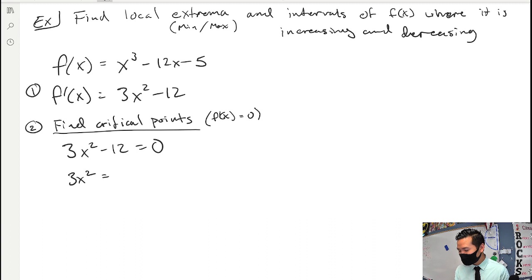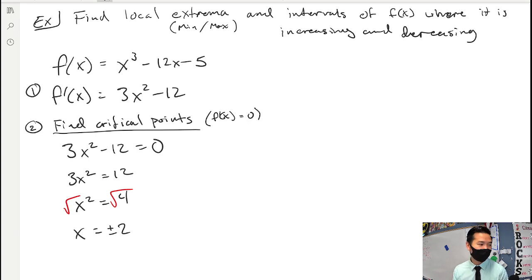3x squared is equal to 12 because I add the 12 over. Divide both sides by 3, I end up with x squared is equal to 4. How do I get rid of the squared? Square root both sides. But when you square root a variable, please don't forget that your answer is not just 2. It's plus or minus 2. How are we feeling? Good.